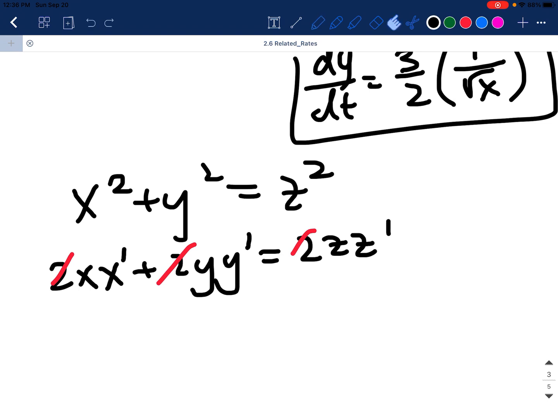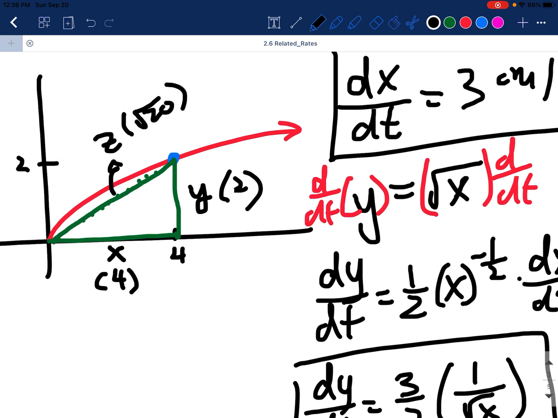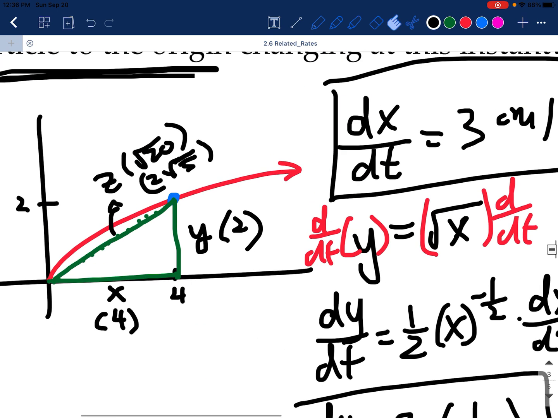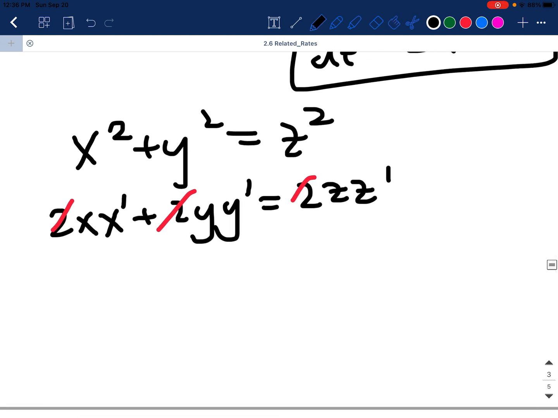And we should note here that this distance is 4 for x. This distance is 2, which means that z is going to be the square root of the sum of the squares of those. So that's going to be radical 20, I believe, which is the same as 2 rad 5. So 16 plus 4 is 20. So we can use those values for z, x, and y. So let's go ahead and plug those in.